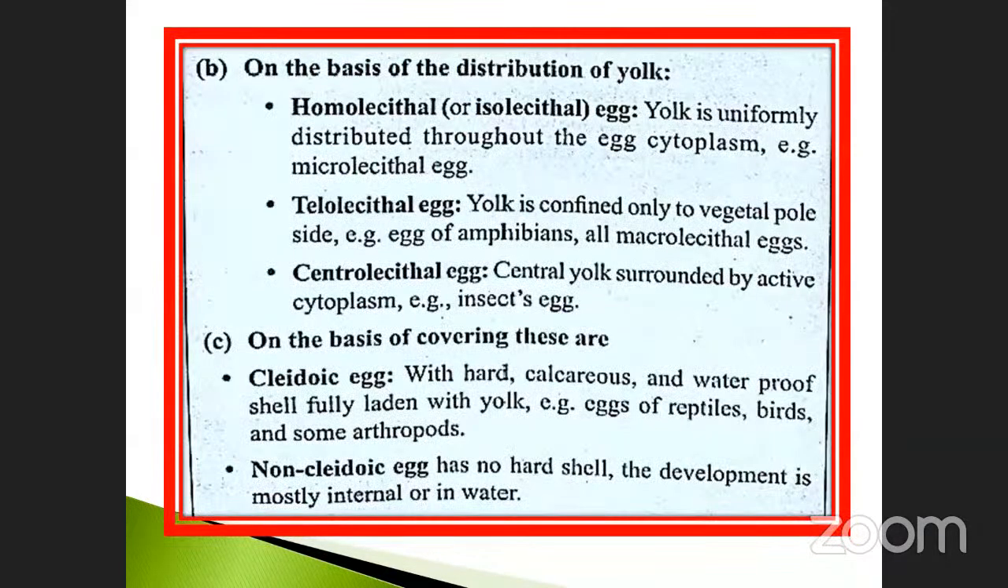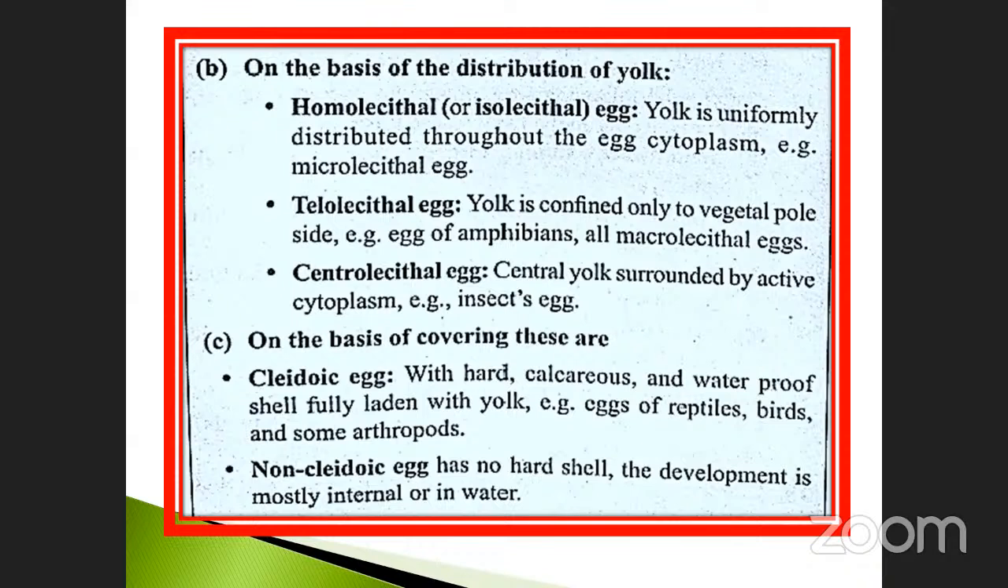And the types depend upon the distribution of the yolk. Homolecithal, or isolecithal, is where the yolk is uniformly distributed throughout the egg cytoplasm. This is called iso, meaning uniform, same, similar. Telolecithal is where the yolk is confined only to the vegetal pole side. There are two types of sides. One is called what is that?